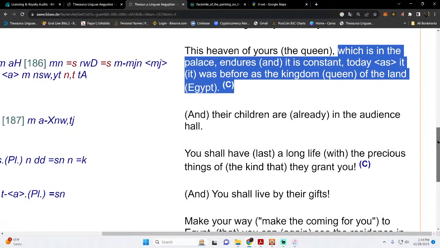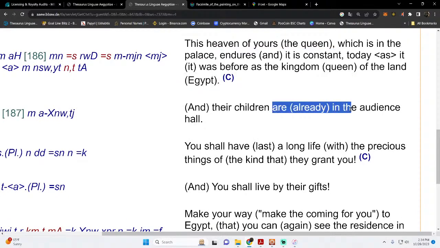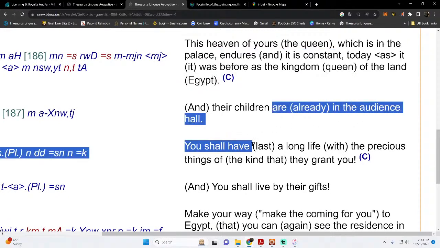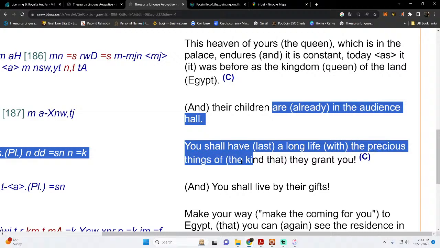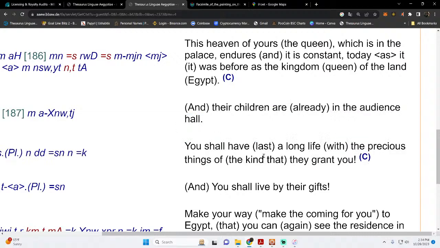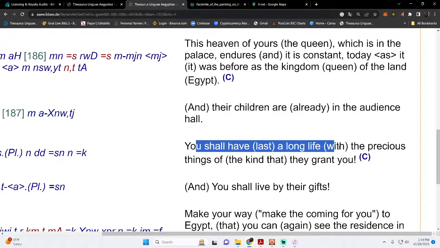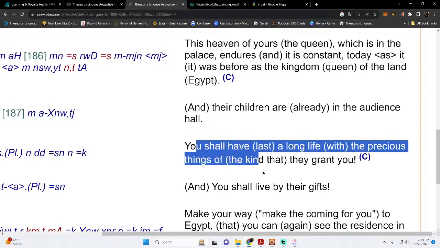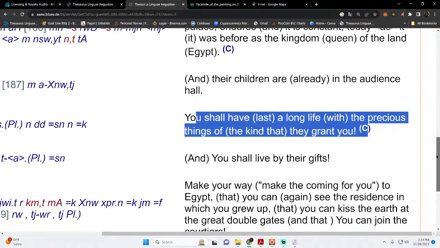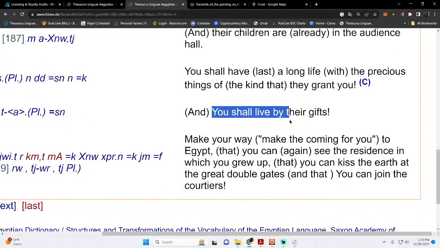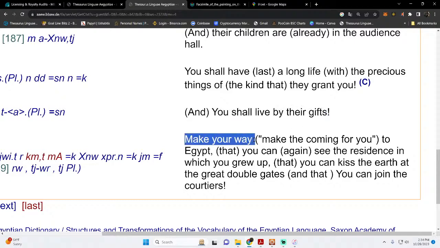Why are you coming back now? And their children are already in the audience hall. You shall have a long life with the precious things of the king they grant you. So he said it's all good. So you're going to be good, and you shall live by their gifts. It says, make your way. So he's telling them to go to Kemet.